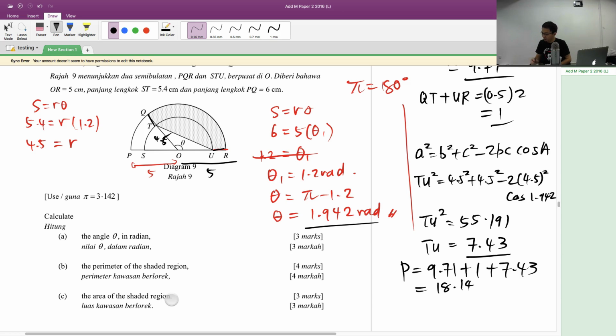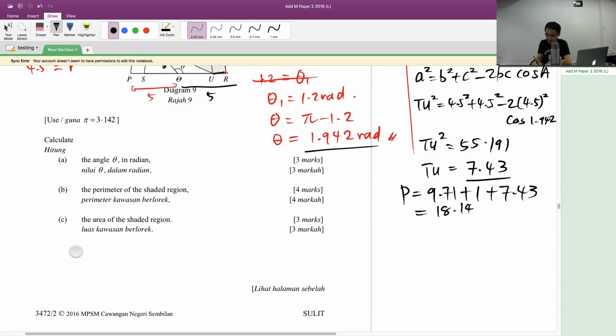Okay, so in order to find the area of shaded region, what you need to do over here is you have to use the bigger sector, which is sector OQL, minus the area of triangle. Alright, so for the bigger sector here, we know the radius is 5, and then we know the angle is 1.942. Alright, so it's very easy. You use the area of sector formula, half r squared theta.